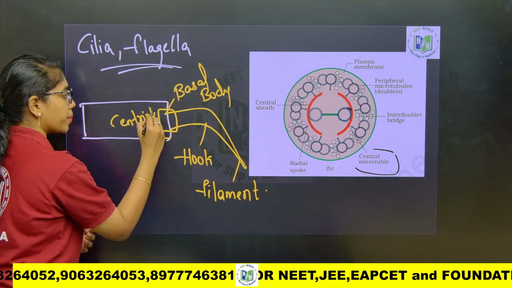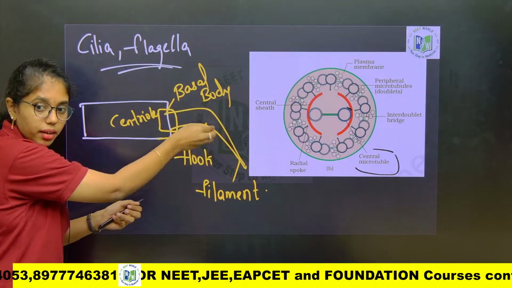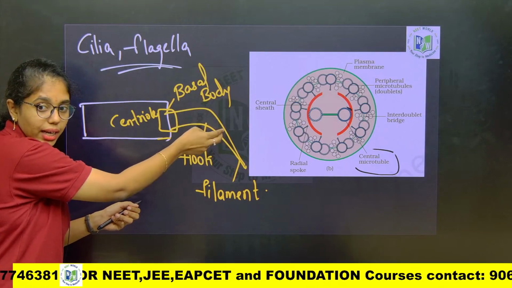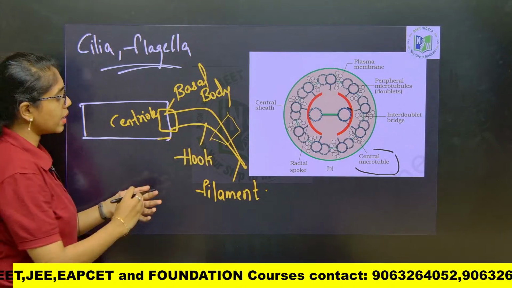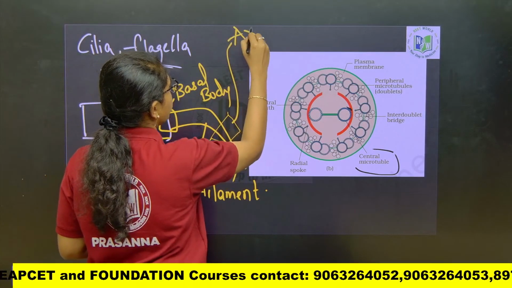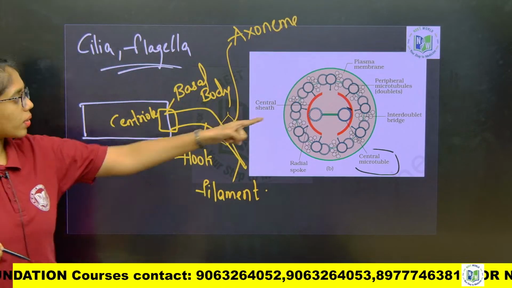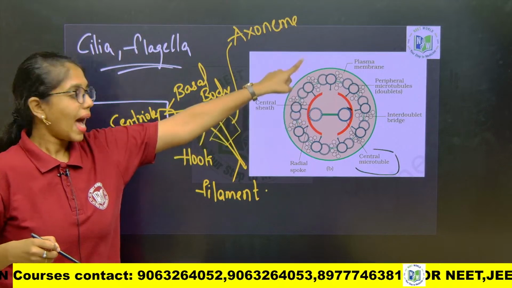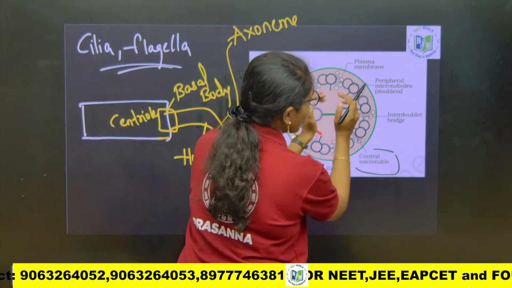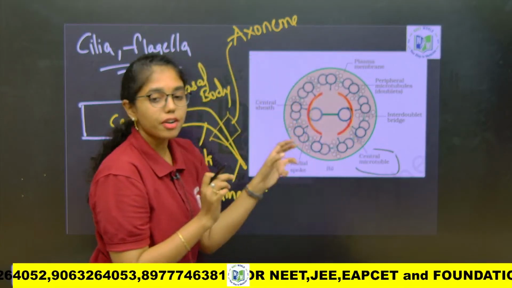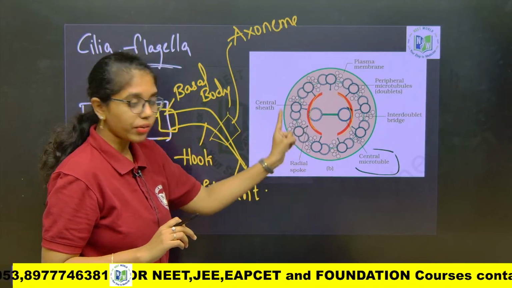Remember this point. Fine. Now, this core region at the center, you call this as what? Axoneme. When you transverse section this axoneme and see, you can see this microtubular arrangement. At the center you have two central microtubules. These central microtubules are enclosed by a central sheath. From this central sheath, you have 9 radial spokes.